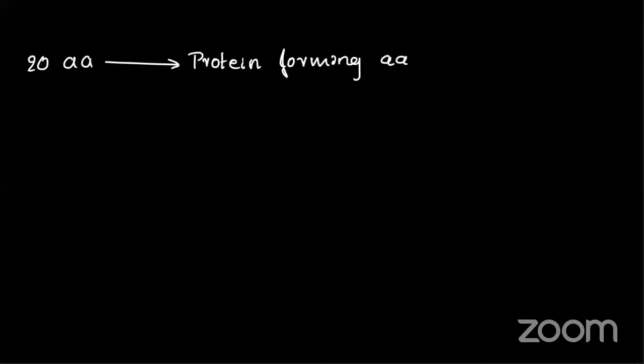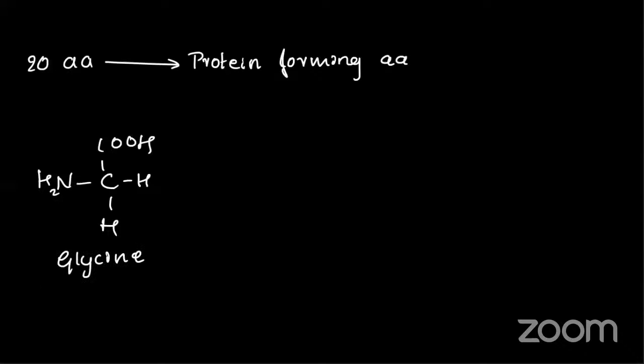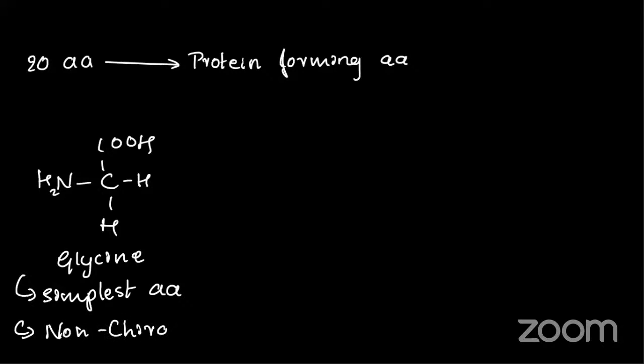When we are checking the structure, someone asked about this. This is the general structure, NH2 and COOH. If I add H here, remember this is glycine, the simplest amino acid. There will be no other simplest amino acid other than glycine. This is the simplest amino acid, and it is a non-chiral amino acid. It's an exception.